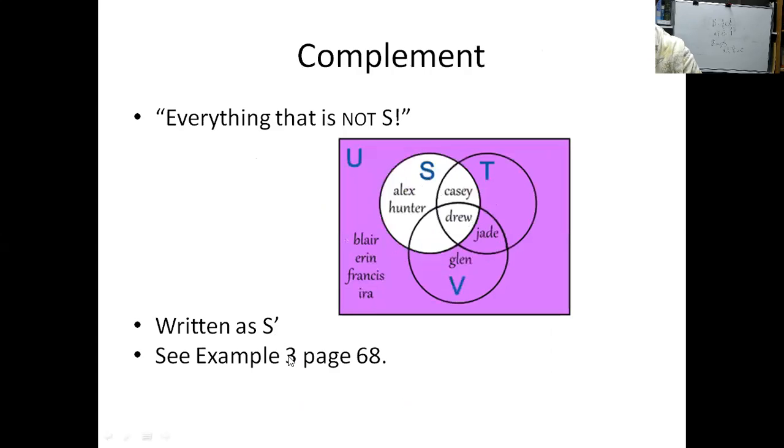Again, let's look at page 68, example 3. It says, finding a set complement. Let U be 1, 2, 3, 5 through 9, A be 1, 3, 4, and 7. Find A prime. So, first of all, we look and see A prime contains all the elements of set U that are not in set A.